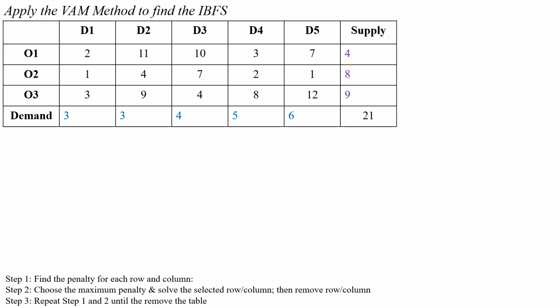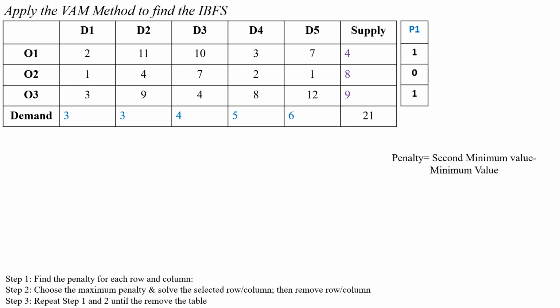The procedure is: Step 1, find the penalty for each row and column. Step 2, choose the maximum penalty and select the row or column, then remove the row or column. Step 3, repeat step 1 and step 2 until the table is removed. Here penalty is the second minimum value minus the minimum value. Then you have to find the penalty for each row and column.